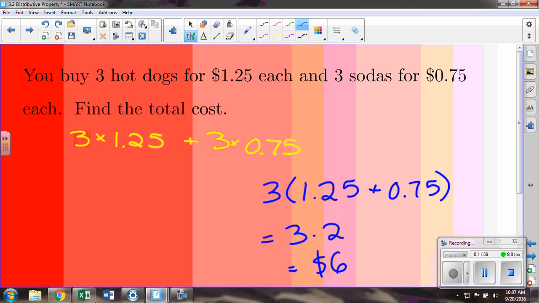And I'll bet you would agree that doing this stuff in the blue, adding $1.25 with 75 cents, is easier than going through and multiplying 3 times $1.25. It's easier than multiplying 3 times 75 cents and then adding them together to get the same answer of $6. Both ways will work. You can do the yellow, you can do the blue. They're both correct, they're both valid. It's just about you picking the easier method. If you recognize the distributive property, you can use it and get the answer more easily. That's it.